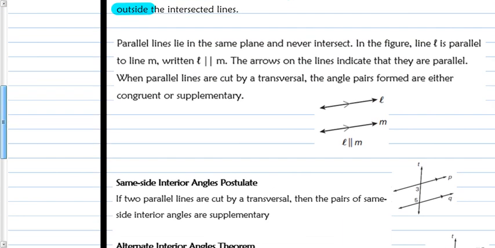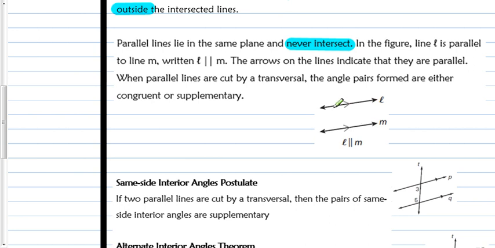Okay, moving on. Parallel lines lie in the same plane and they never intersect. Now that's something you should be very, very comfortable with. They never intersect. They're never going to touch each other. That means that there's equal distance between them at all times. So if there's 5 meters in between them at this point, there's still 5 meters in between them at this point.